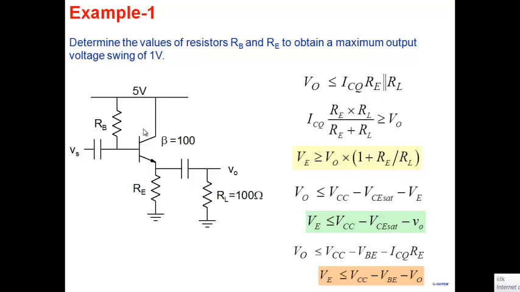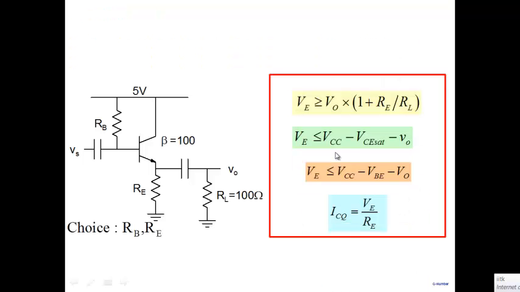So the way I'm designing it is I'm trying to find out how should I choose my emitter voltage here? And how should I choose my RE? On what basis should I choose? So I'm looking for equations which will allow me to make a right choice for the emitter voltage here, and similarly for RE, given the information that I want 1 volt. So the same equations, let me rewrite them. This is what we have. I've added one more equation, which is ICQ is VE by RE.